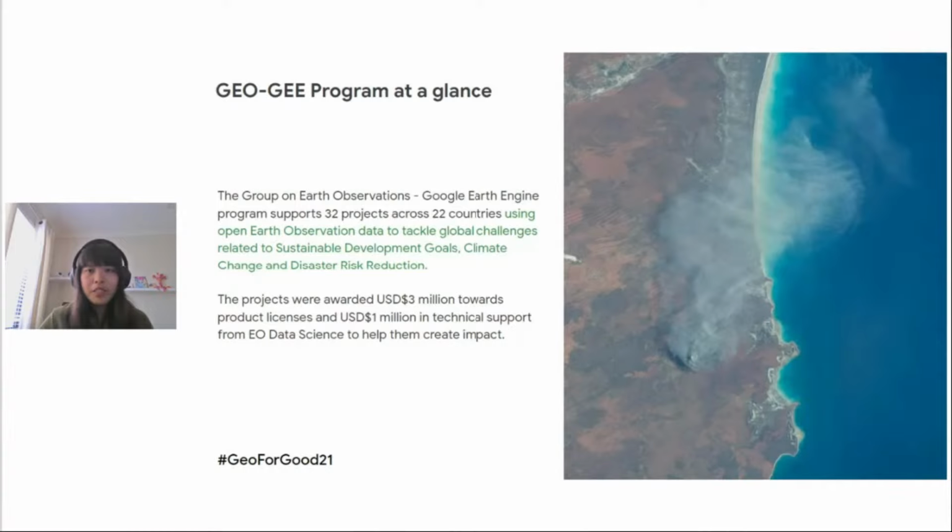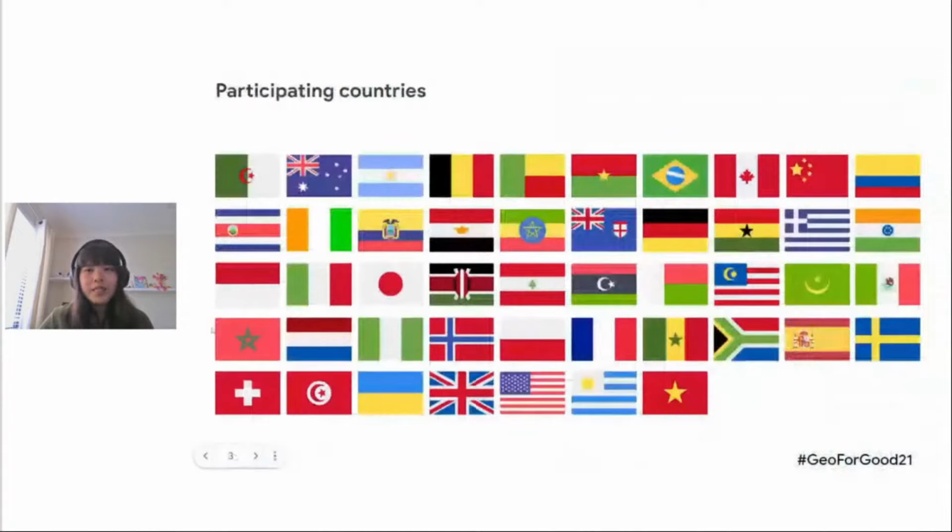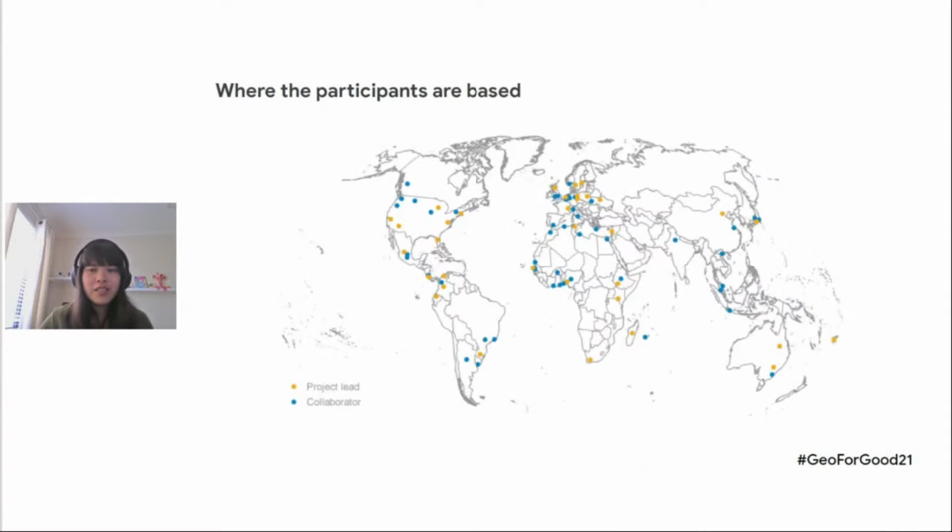Last July, the winning projects were announced and awarded $3 million towards product licenses and $1 million in technical support from EO Data Science. These are all the countries where the program participants, including collaborators, are based. And you can see just how spread out everyone is across the world.